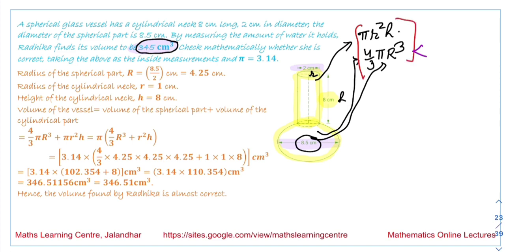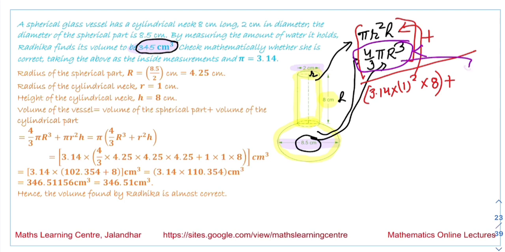This r, we are saying, will come from here, this we are showing as capital R. When we add both these values, the answer we will get, if we substitute the values over here, is: pi we are taking common from these two, so it is 3.14 into the radius over here, which is 1 square, and height over here is 8, plus this is the value of this first cylindrical part, and the volume of this spherical part is 4 by 3 into 3.14, and the radius for this portion is 8.5 by 2, that is equal to 4.25 cube.